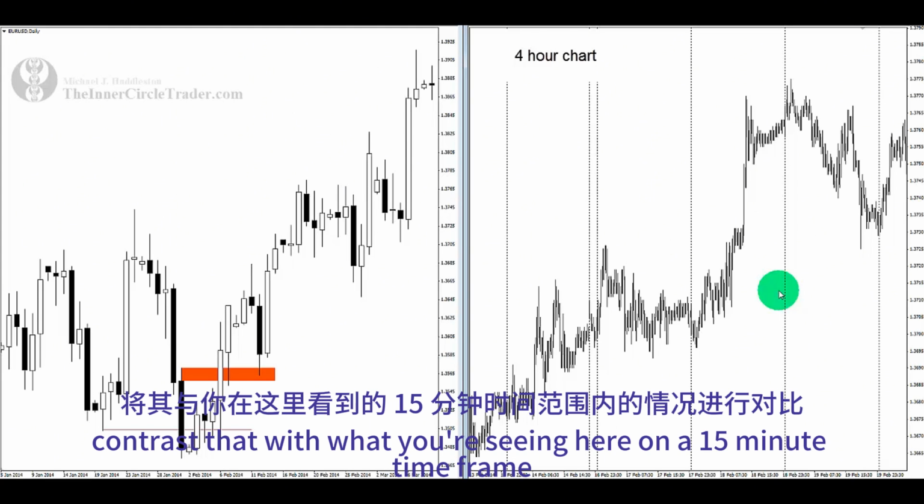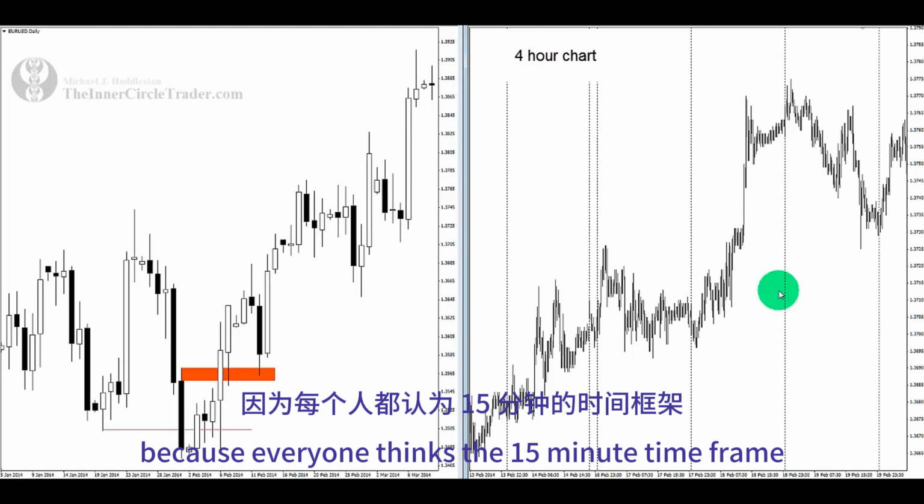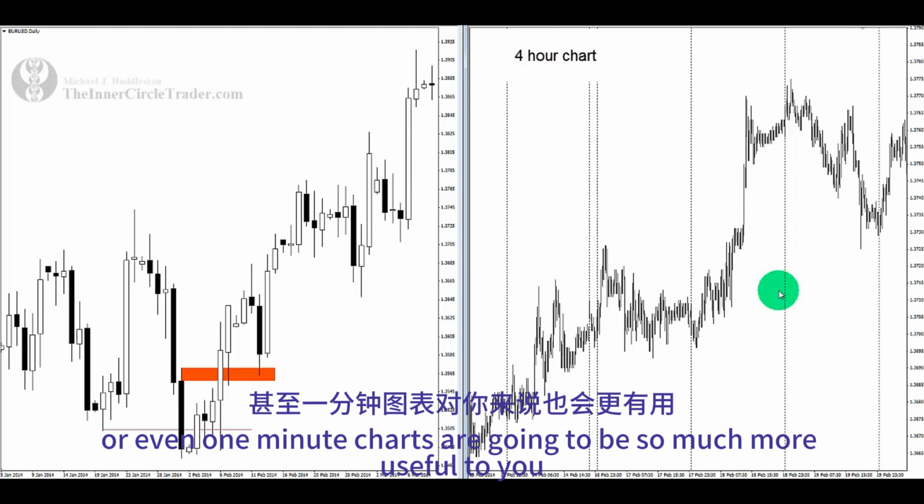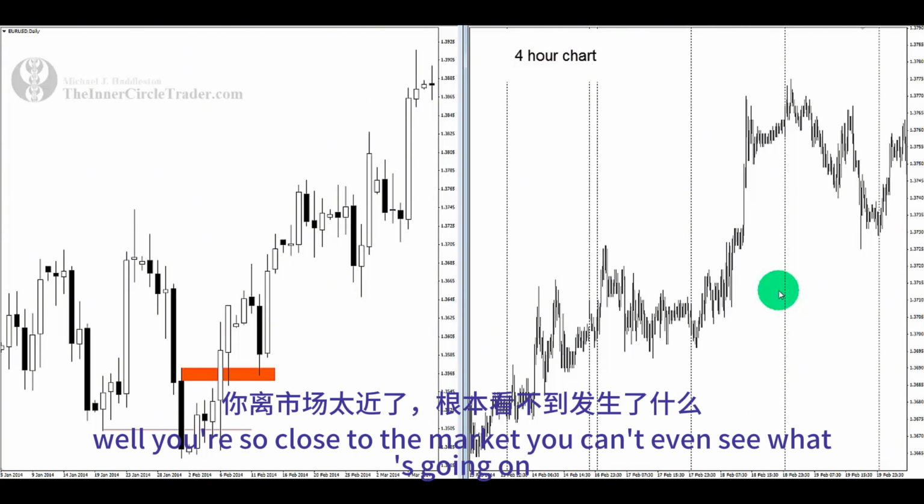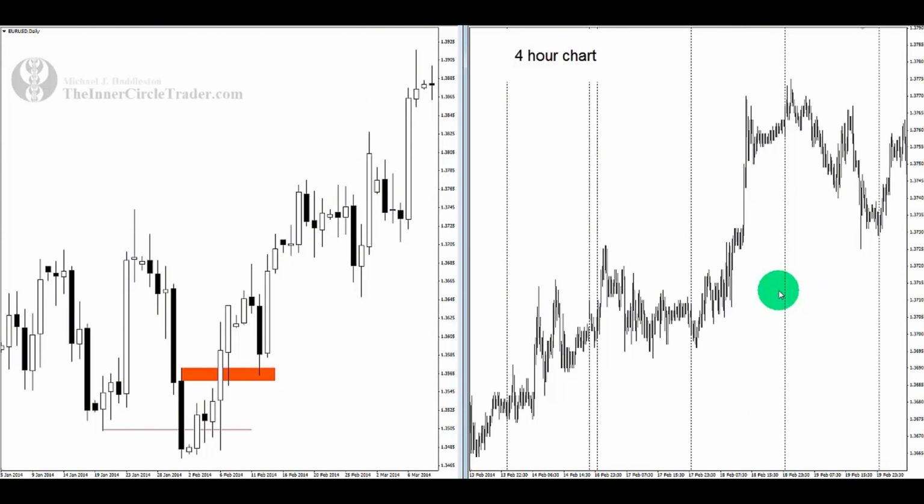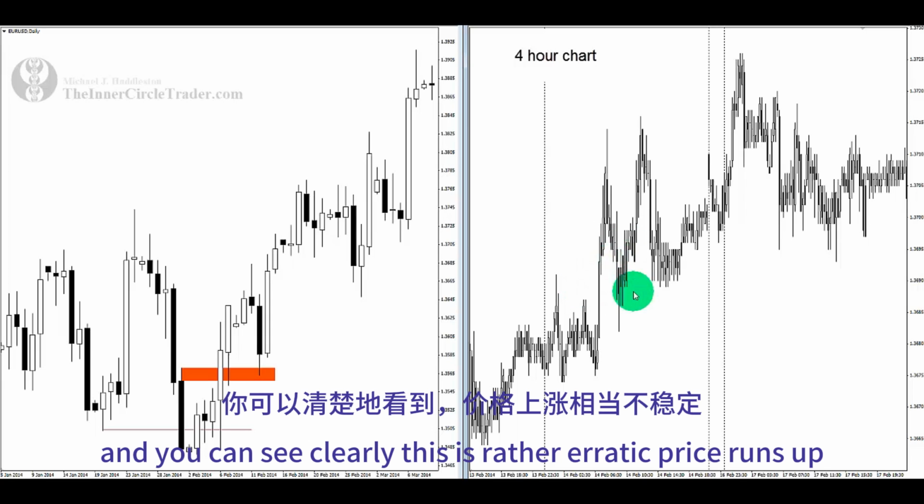Now contrast that with what you're seeing here on a 15-minute time frame, because everyone thinks the 15-minute time frame, the 5-minute time frame, or even 1-minute charts are going to be so much more useful to you because they're close to the market. Well, you're so close to the market, you can't even see what's going on. Okay, it looks like noise. And you can see clearly this is rather erratic.